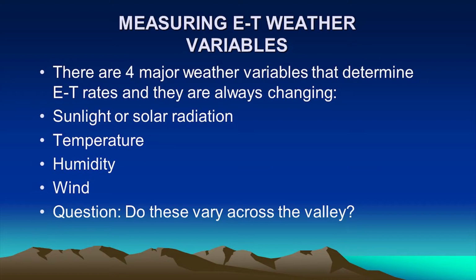Sunlight or solar radiation, temperature, humidity, and the wind. So the first question I'm going to throw at you is, are these things constant throughout the valley? No. Like, we don't have windmills. Where are the windmills? Okay, so it's much windier out in the center of the valley than it is up in the coves.